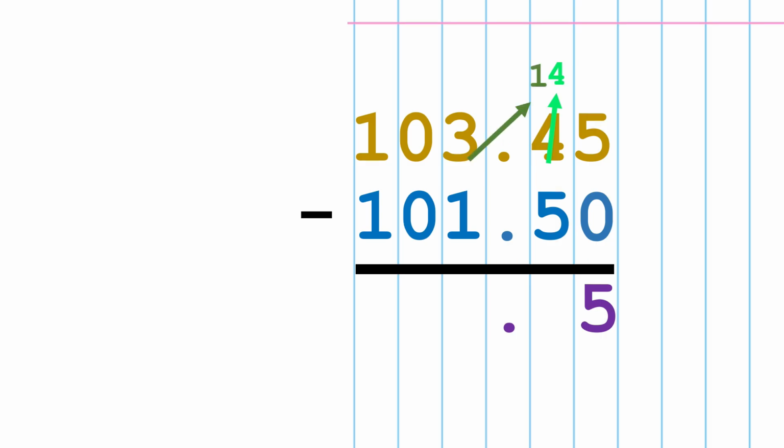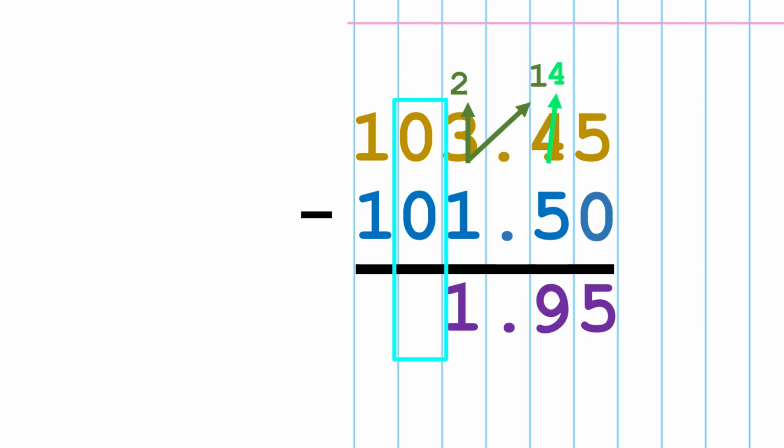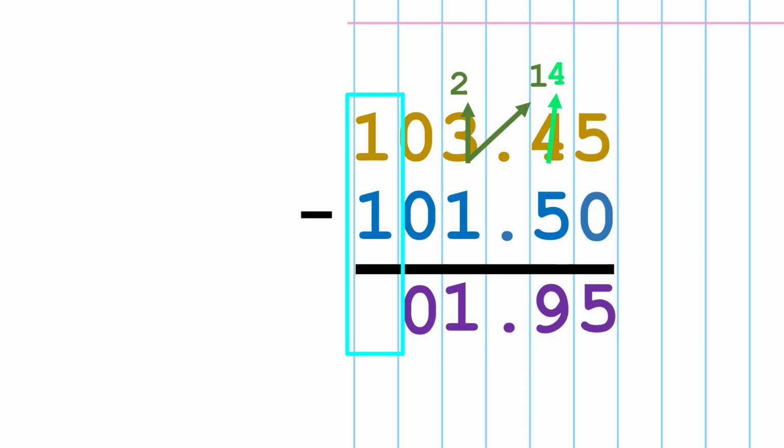Since we borrowed a 1 from this neighbor, that means the neighbor's value has to become less by 1. In this case, the 3 becomes a 2, which we'll write above the original digit on the left. Now we can return to this column to do the subtraction. 14 minus 5 equals 9, so we'll write a 9 here. 2 minus 1 equals 1, so we'll write a 1 here. 0 minus 0 equals 0, so we'll write a 0 here. 1 minus 1 equals 0, so we'll write a 0 here.